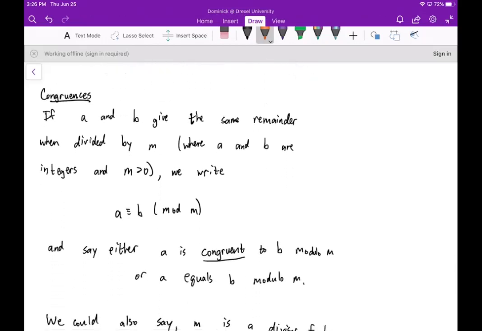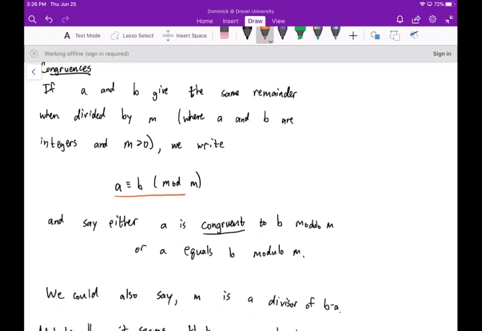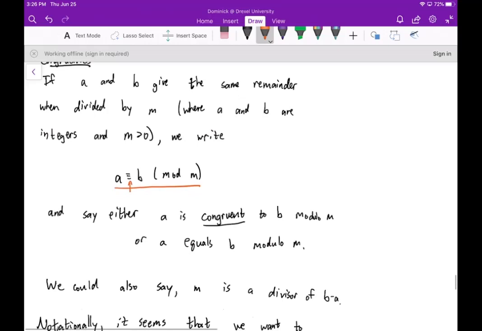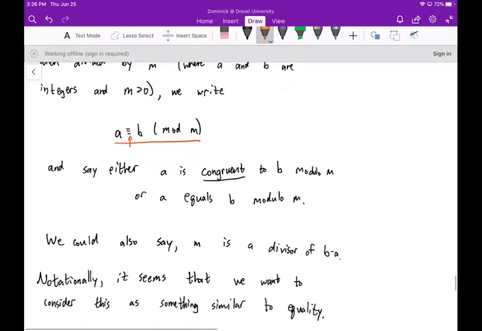So the idea of this congruence or modular arithmetic is that if A and B give the same remainder when divided by M, where A and B are integers and M is some non-zero positive number, we write A ≡ B (mod M). And then we either say that A is congruent to B modulo M, or A equals B modulo M. A lot of times I'll just say mod M. We could also say that M is a divisor of B minus A, is another way we could say that.